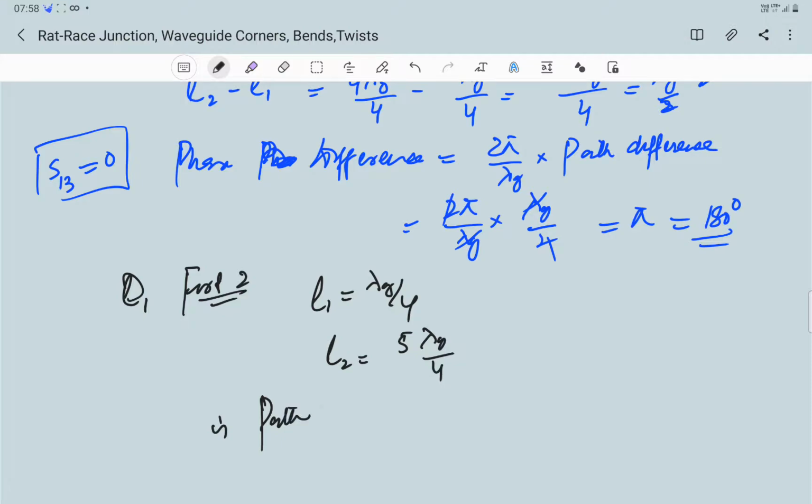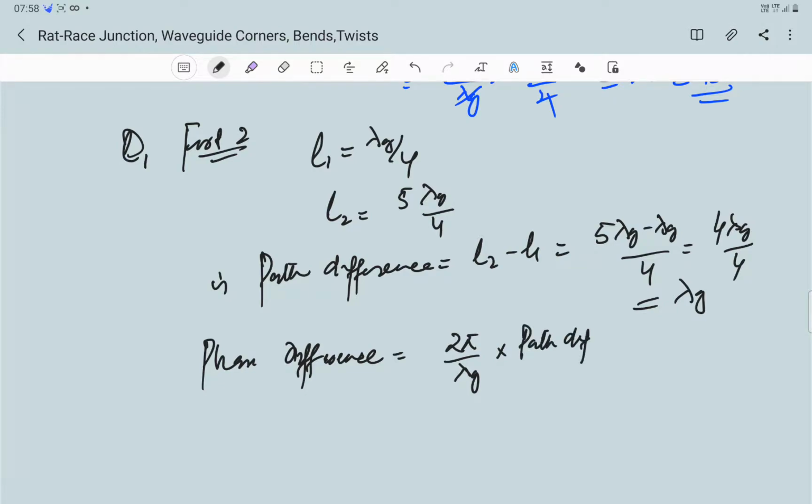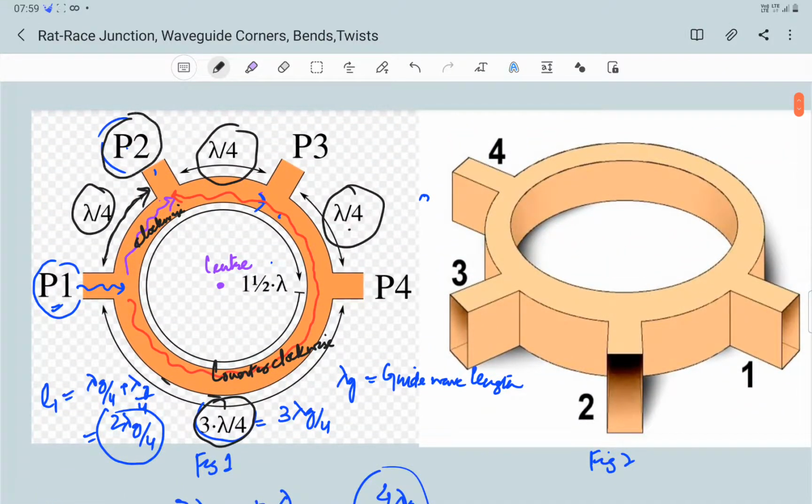Therefore, path difference would be L2 minus L1. That would be 5 lambda g by 4 minus lambda g by 4, that will be 4 lambda g by 4. That's lambda g. And phase difference in this case would be 2 pi upon lambda g into path difference, which is 2 pi upon lambda g into lambda g. This is 2 pi or 360 degrees. 360 degrees means that the two signals arriving at port 2 are in phase, and therefore they add up. So we'll be receiving power at port 2.